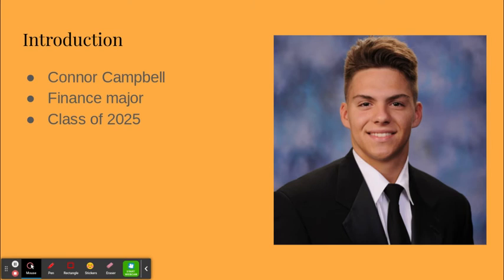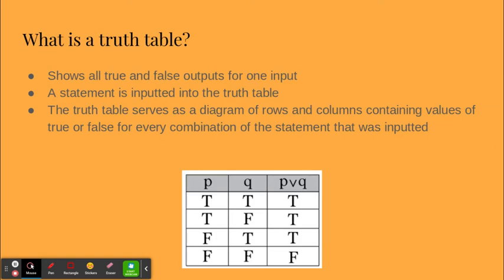And yeah, let's get right into why I chose to use truth tables as a way to explore my major in finance. So, what is a truth table? A truth table shows all true and false outputs for one input, meaning you put in a statement, whether that be a basic statement or a compound statement. And the truth table serves as a diagram of rows and columns containing values of true or false for every combination of the statement that was inputted.